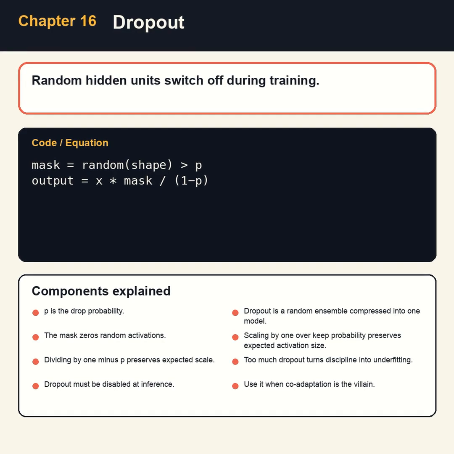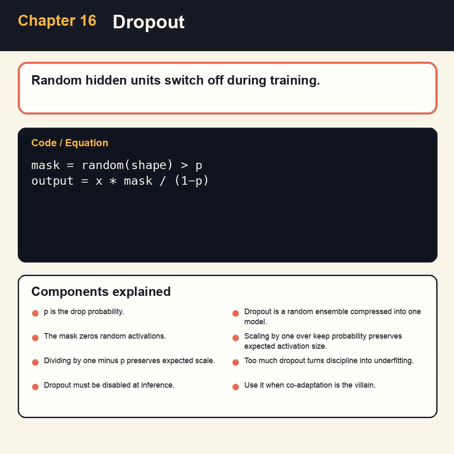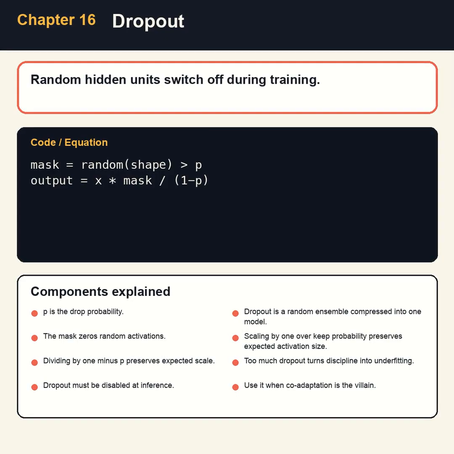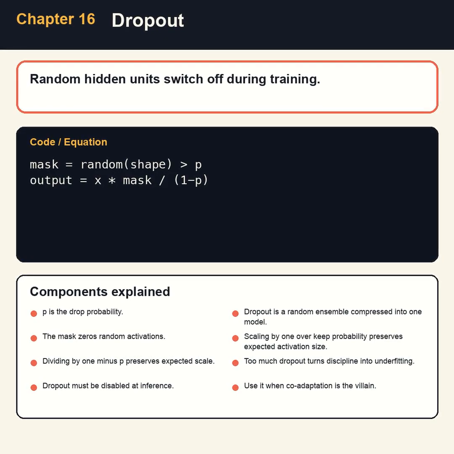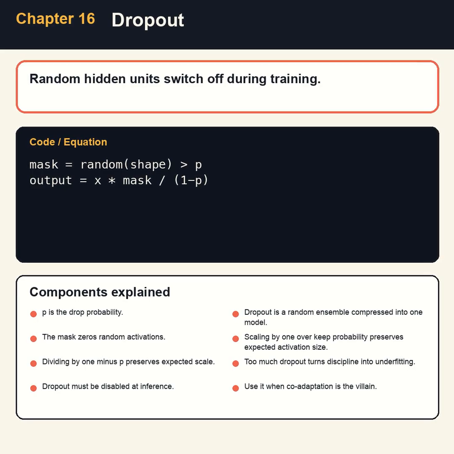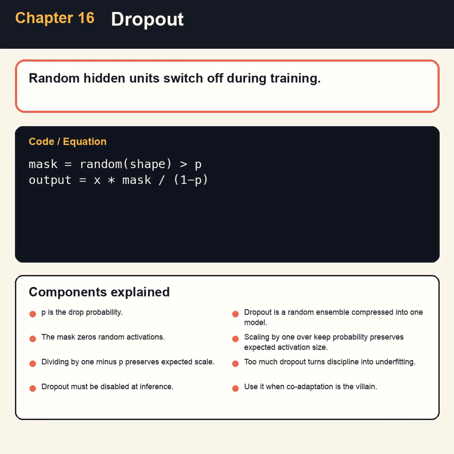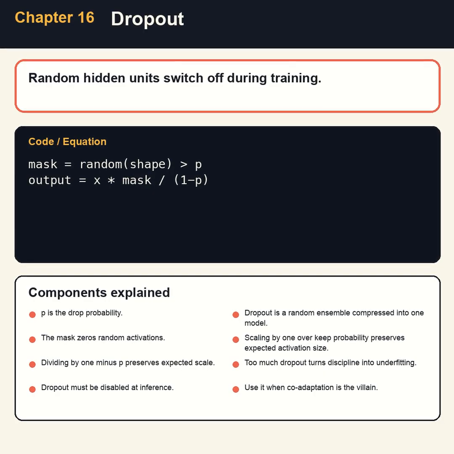Dropout. Real-world analogy. Training a team with random members absent forces everyone to become versatile instead of depending on one star player. Dropout prevents a model from relying too heavily on one path. The scaling keeps training and inference magnitudes aligned.